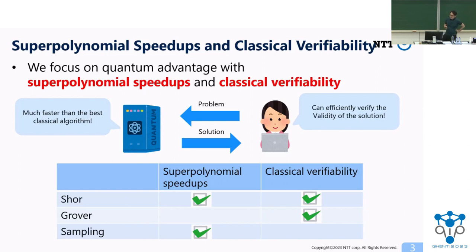And also, it is easy to verify that the solution to factoring or discrete log is correct. On the other hand, Grover only satisfies classical verifiability, because we can check that the solution is correct if it is given, but that only gives quadratic speedups. That is just a polynomial speedup.